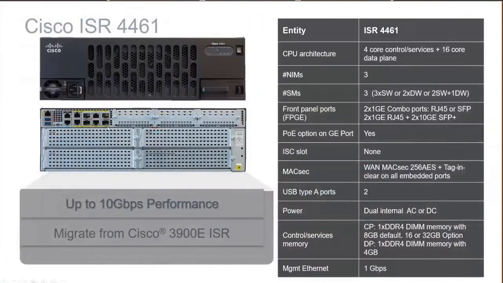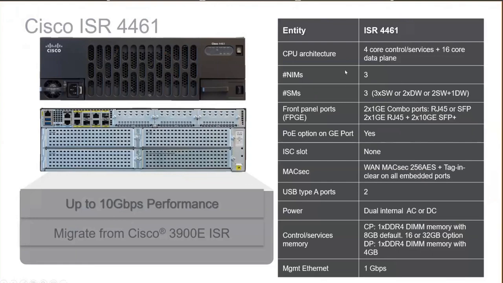So 4461: the 44 is the ISR 4K, where the first 4 is the family and the second 4 stands for the subfamily. The 6 stands for the number of NIMs and SM slots put together. Here we have 3 plus 3, that's why the number 6. So that's why the number is 4461.